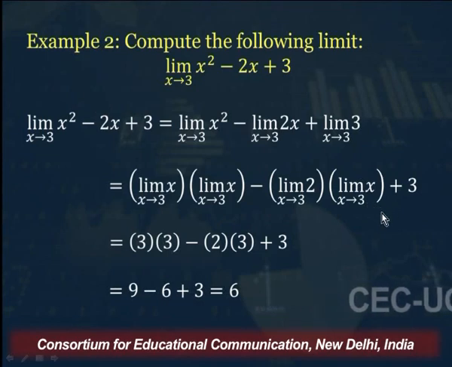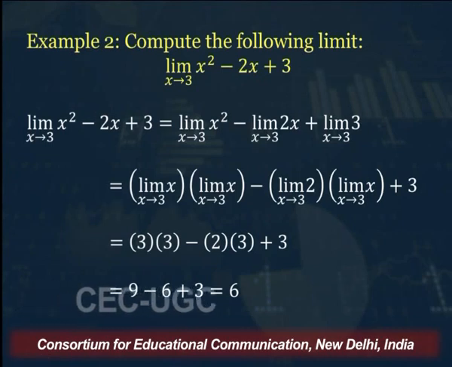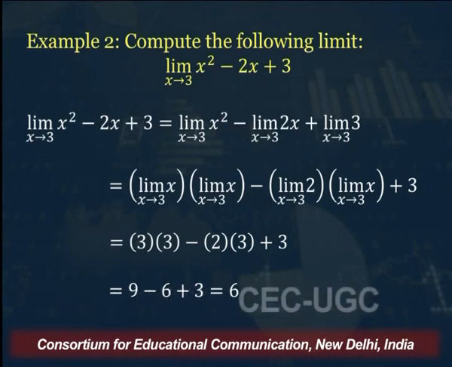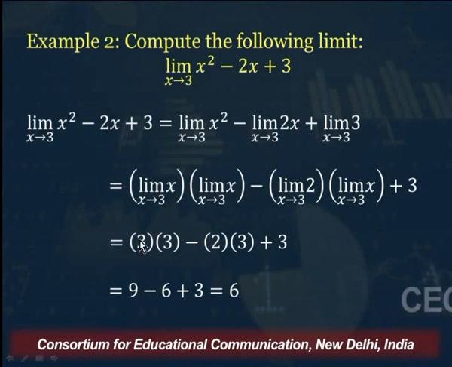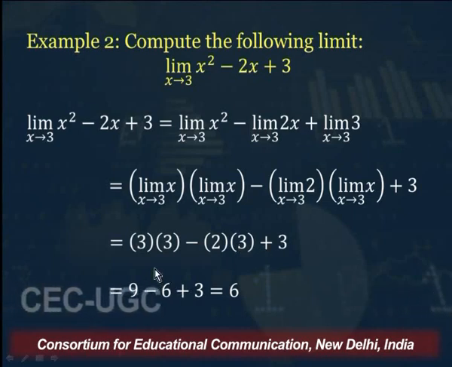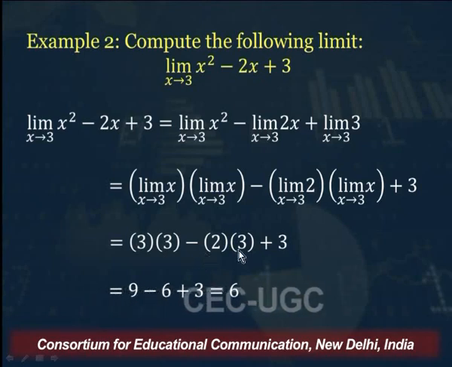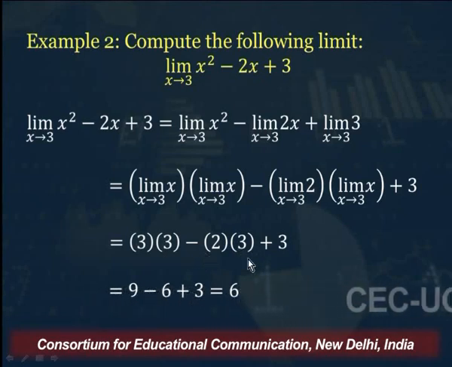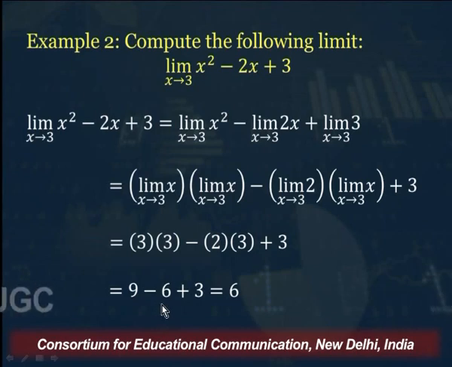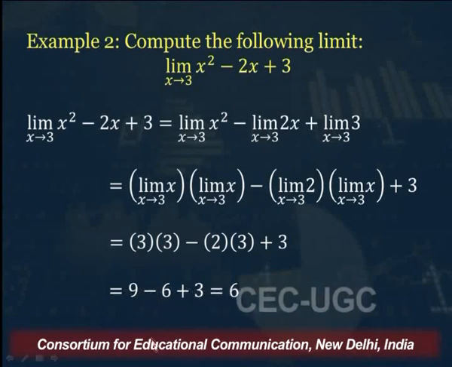Now what is the limit of x as x tends to 3? As x tends to 3, the limit of x is nothing but 3 itself, right? That was the second rule that we did, where the function was equal to x. Similarly, 3 times 3, we have 9. The limit of 2 is nothing but 2 itself. The limit of x as x approaches 3 is 3, plus 3. So this gives us 3 times 3, which is 9, minus 2 times 3, which is 6, plus 3. So 9 minus 6 plus 3 is nothing but 6. And this is exactly what we got through the graphical analysis.